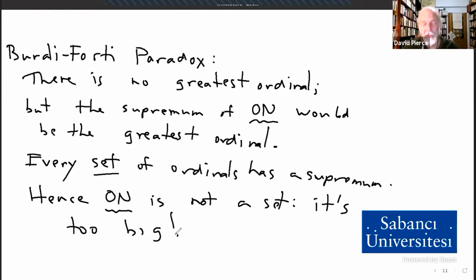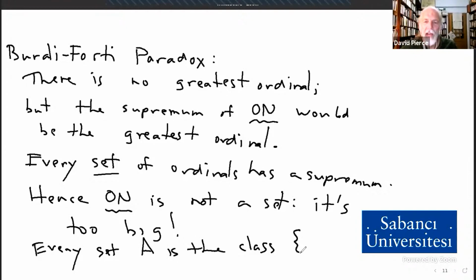This is why set theory is, I guess, a part of logic. When we're doing paradoxical things, we should be careful with the logic so we don't actually make a contradiction. In set theory, I'll just say this briefly: every set A is the class of all X that belong to A. So every set is the class of its elements. So every set is a class, but some classes, ON is a class, but not a set.